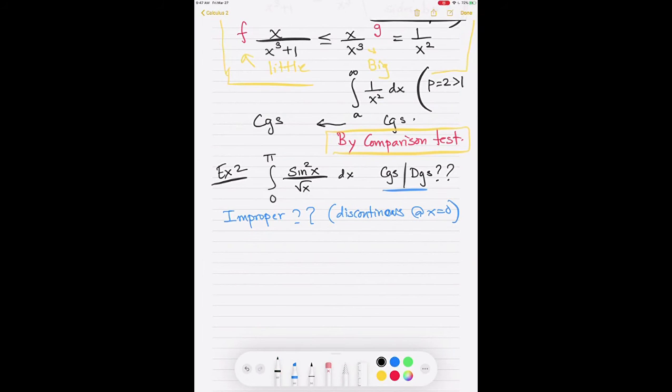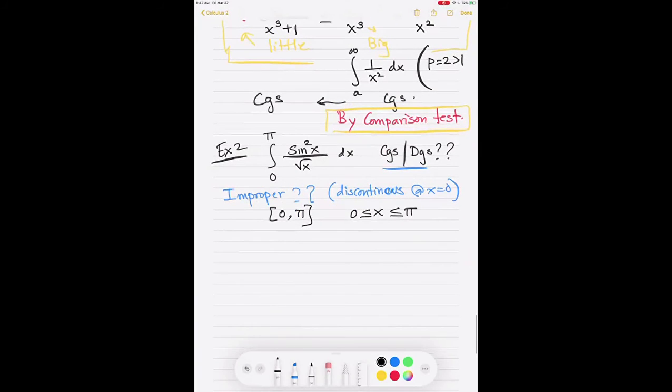We understand that x is between 0 and pi, so 0 is less than x is less than pi. Tell me, in this interval from 0 to pi, what happens to your sine squared x? It goes from 1 to 0, doesn't it? Very good. So here is your sine x from 0 to pi. The maximum value it takes is 1. So I'm going to say 0 is less than or equal to sine squared x is less than or equal to 1.